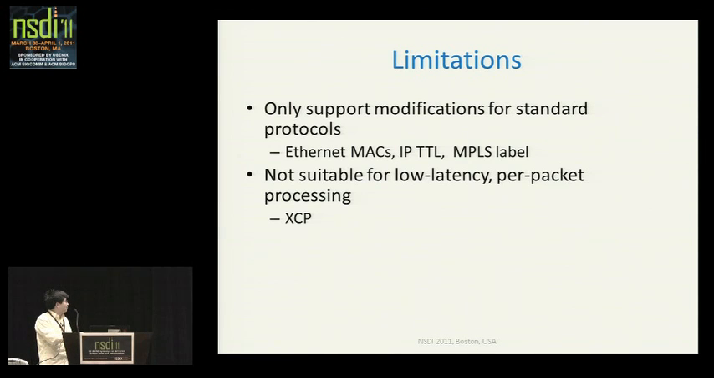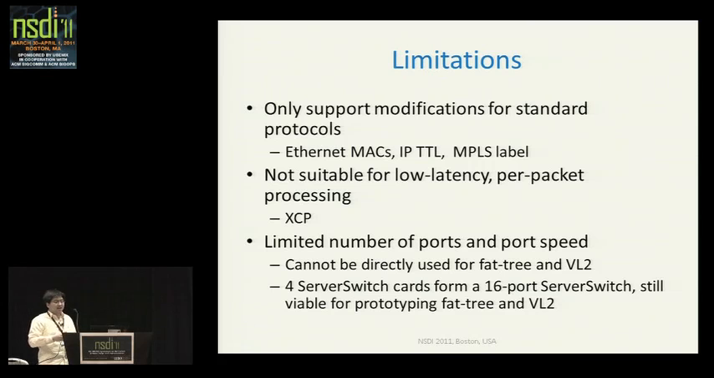So this means our platform is not suitable for protocols that need real-time packet processing. At present, our server switch card only provides 4 1G ports. So although it can be directly used for server-centric topologies such as BCube and CamCube, it cannot be directly used for topologies which require a large number of ports. However, we can connect four server switch cards into a 16-port server switch, so it is still a viable platform to prototype this kind of topology.